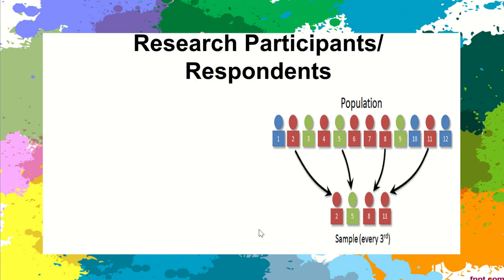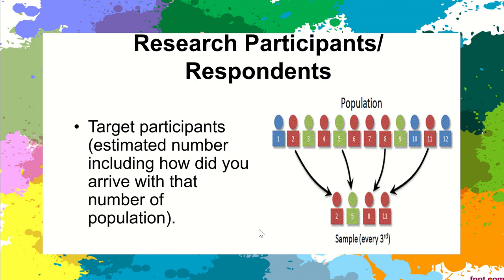Next, research participants and the respondents. So, who are the target participants? Okay, or the population first and then the number of the respondents or subjects. So, we have the estimated number must be included and then including how did you arrive with that number of population. Kasi you have to compute kung gaano karami yung respondents mo dyan eh. So, there's a specific computation for that. You have to include that as well.